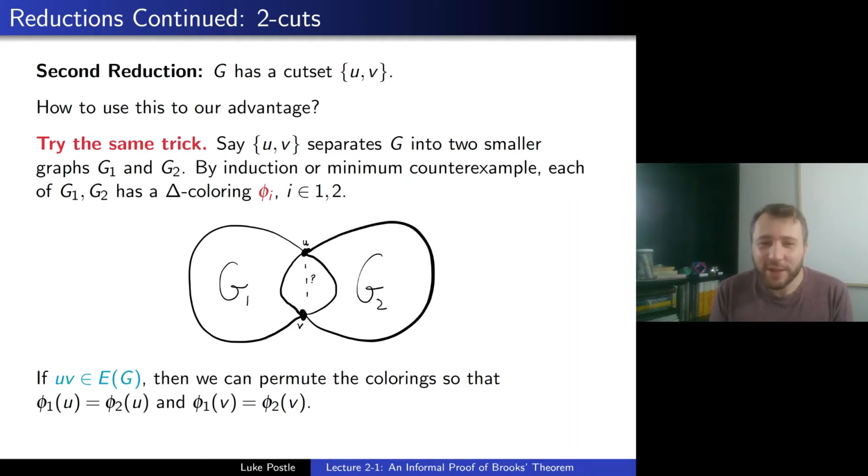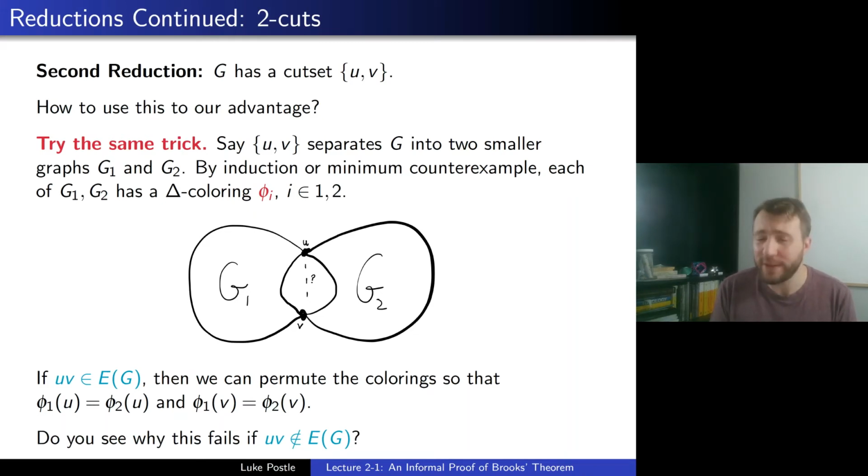Well, if the edge UV is in E(G), then we can actually permute the colorings so that this works, because then U and V will have different colors, and then we can just make sure that φ1(U) is equal to φ2(U), and φ1(V) is equal to φ2(V), and the proof will go through, modulo, again, the technicality of why G1 and G2 aren't exceptional. So the bigger question is, do you see why this fails if UV is not an edge of G?